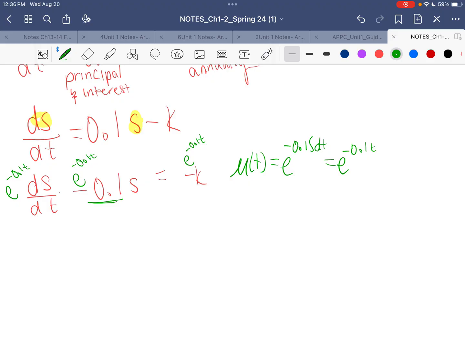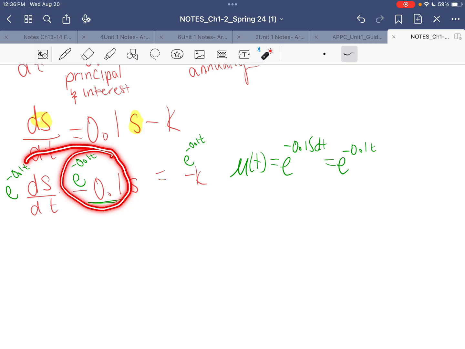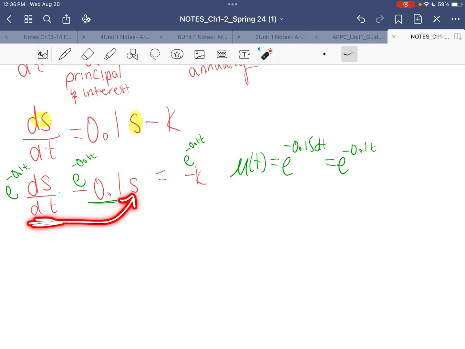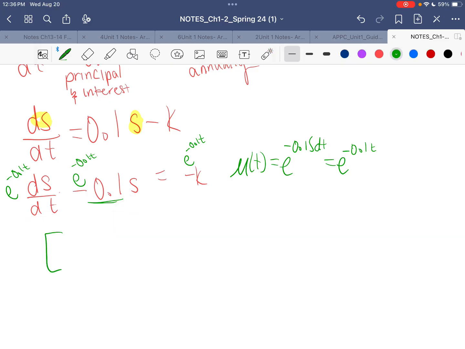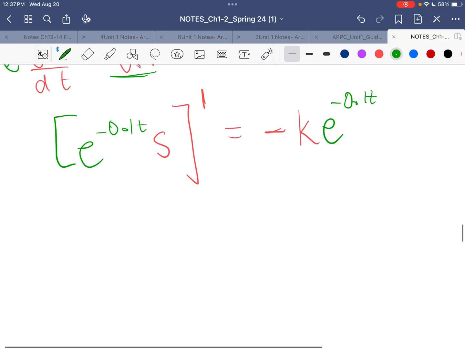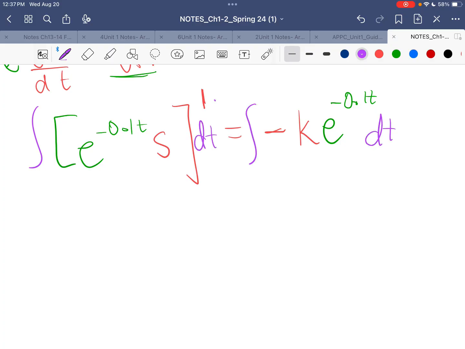And you see the product rule that's happening. This is the derivative of e to the negative 0.01 t. And then this is the derivative of s. So we have e to the negative 0.01t times s derivative equals negative k times e to the negative 0.01t. Get rid of the derivative by integrating both sides.